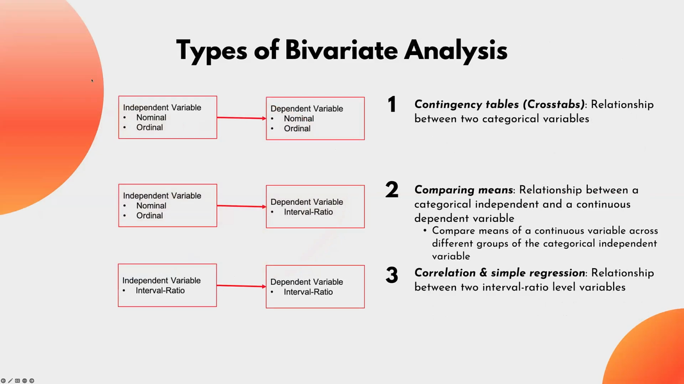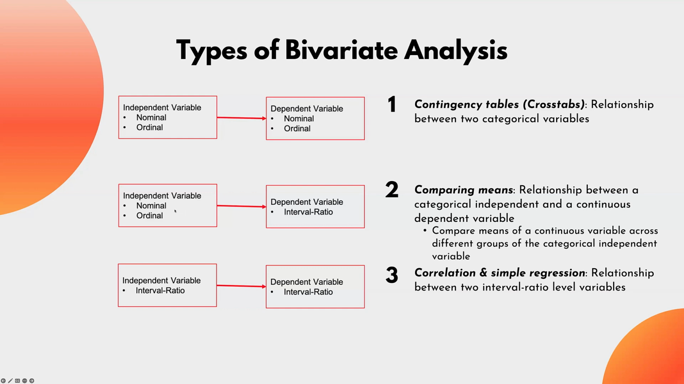Here we have these same types broken out. So categorical independent variable, so nominal or ordinal, categorical dependent variable, so nominal or ordinal. We would use contingency tables, right? And that would say, what are the categories of the X variable and what are the categories of the dependent variable? And that's just going to be a cross tabulation.